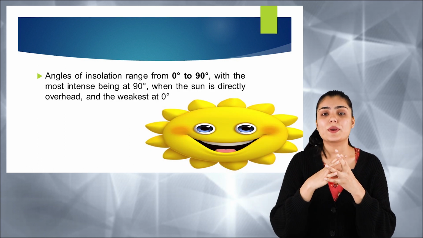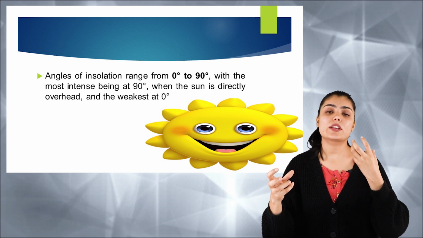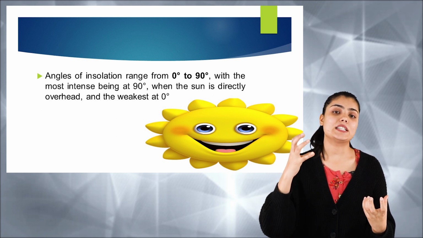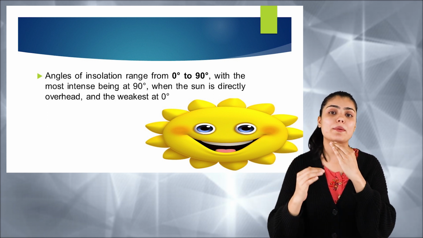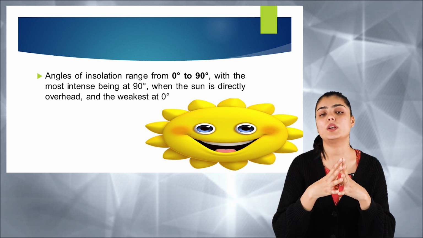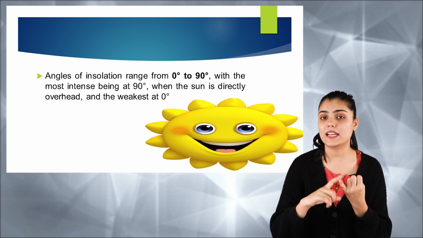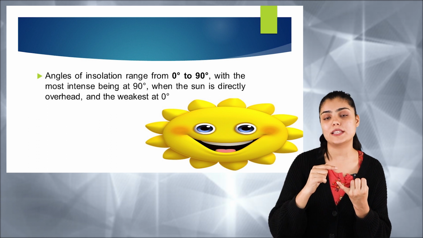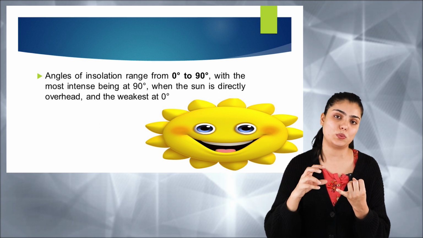So the insolation angle ranges from 0 degree to 90 degree, where 0 degree is the weakest and 90 degree is the most intense. So the climatic factors depend on solar energy, under which the angle of the sun is the first factor that influences the solar energy that reaches the earth.